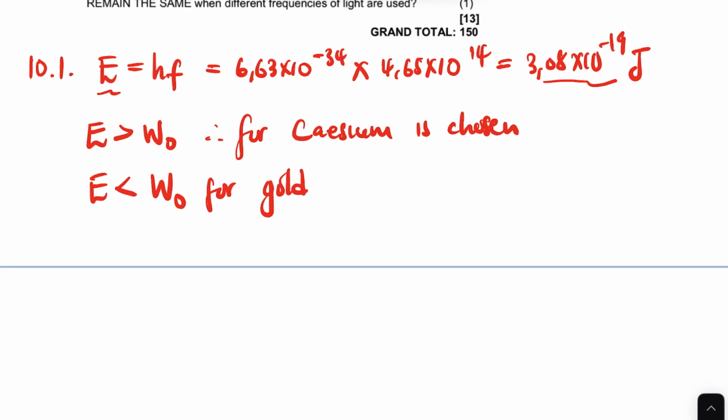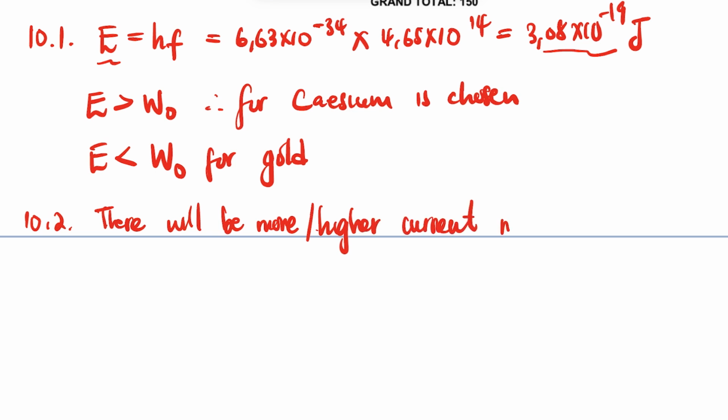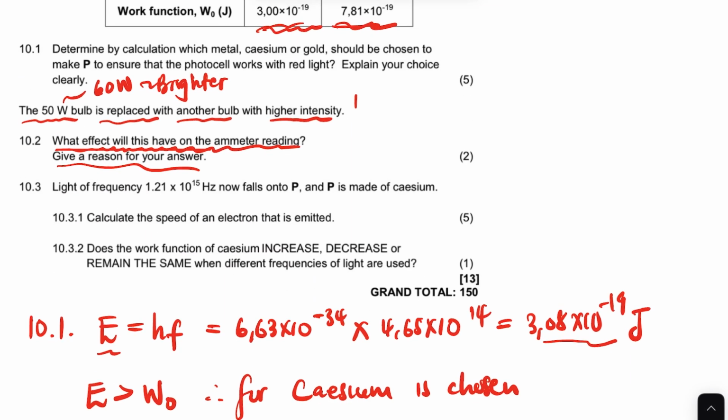In 10.2, guys, let me write the answer here. It's an explanation. When you increase the brightness, there will be more, or higher, current reading in the ammeter. When you increase the brightness of the light, the reading here will be more, right?